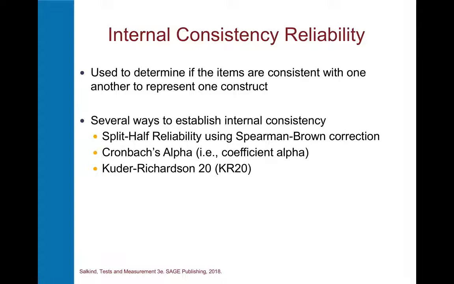And so there are several ways to establish internal consistency. Specifically, we'll talk about split half reliability, Cronbach's alpha, and the Richardson 20. So for the purposes of this exam, you want to make sure that you know the different ways of establishing internal consistency so that you can identify them based on the description or the examples given.